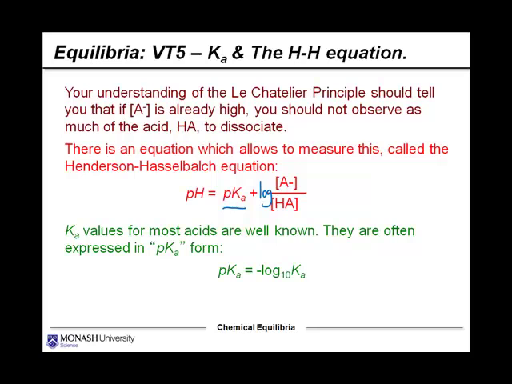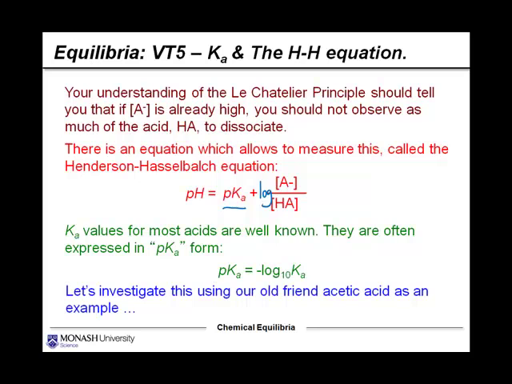So what's this pKa? Ka values for most acids, as I've mentioned before, are pretty well known. You can quite readily find a table of well-known Ka values. They're also often expressed in pKa form. Now you can convert Ka to pKa in exactly the same way you can convert H plus or H3O plus to pH. In other words, the pKa equals the negative log base 10 of the Ka value.